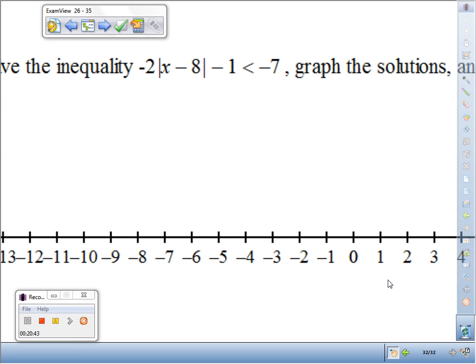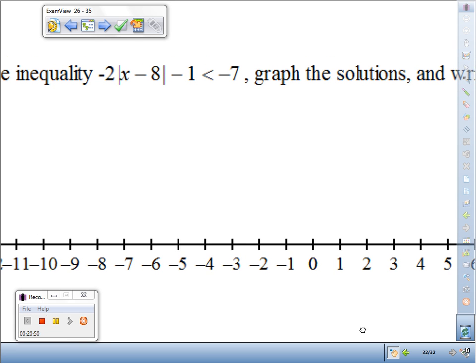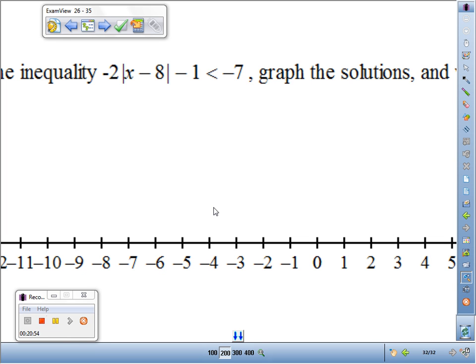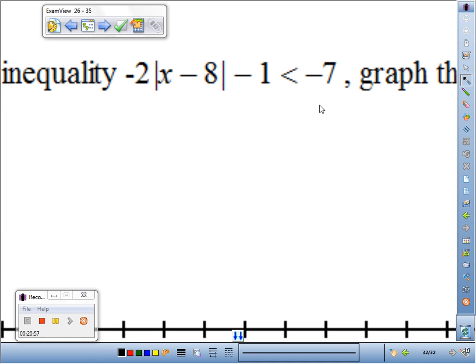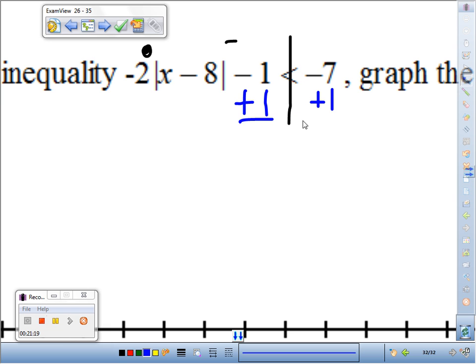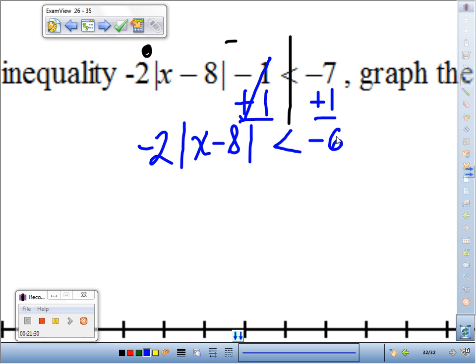This is very similar, but now this one, we're going to end up with two inequalities. Here we go. I'm going to zoom in a little bit more. So let's solve this. Line down the inequality symbol. Is there anything outside the absolute value? Yes, there's negative 2, which is multiplying, and negative 1, which is being added or subtracted. Where do I start? The subtraction. So what is the inverse of subtraction? Add 1, add 1. This cancels, bring down the negative 2 times the absolute value x minus 8, less than negative 6.